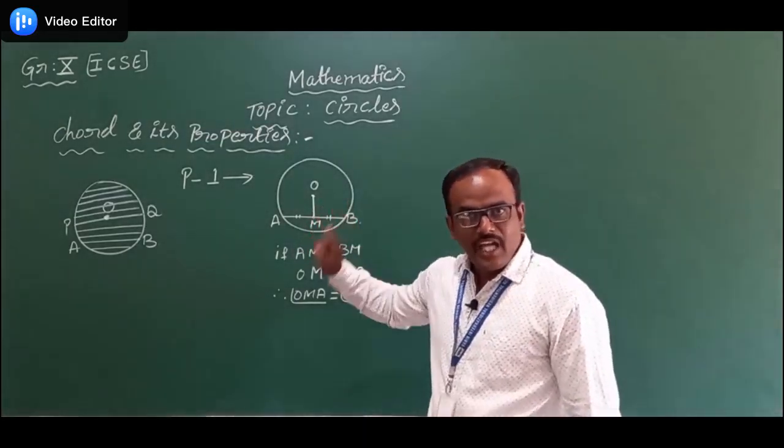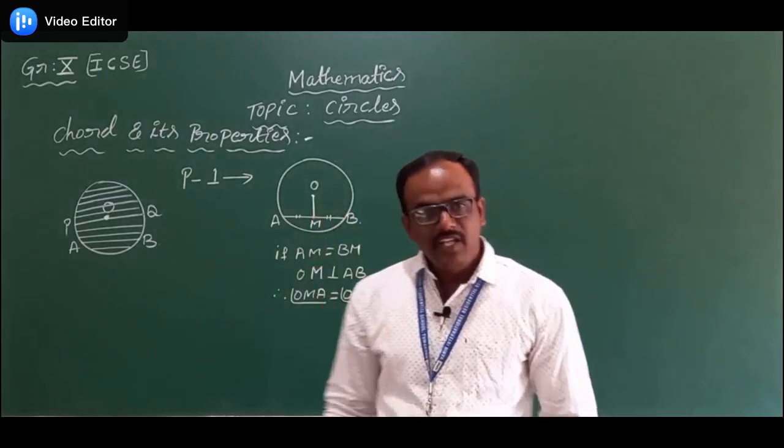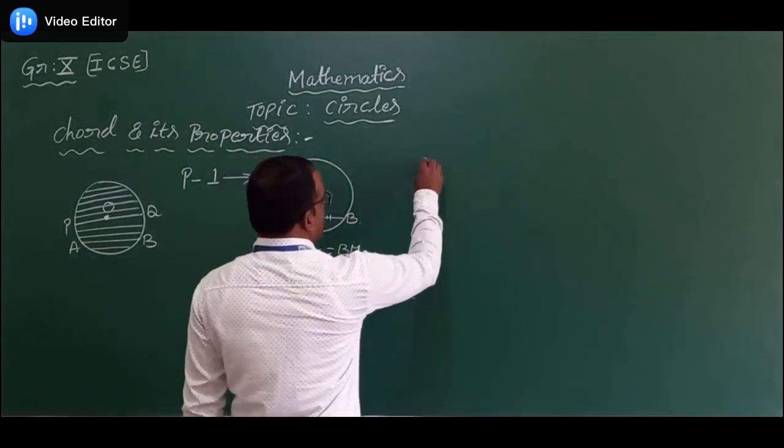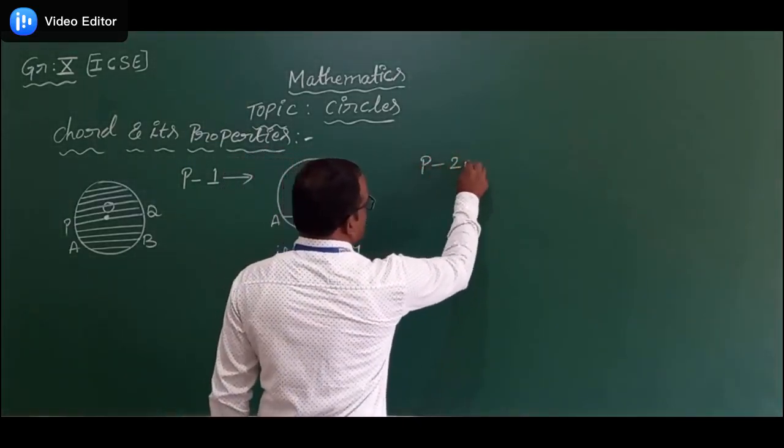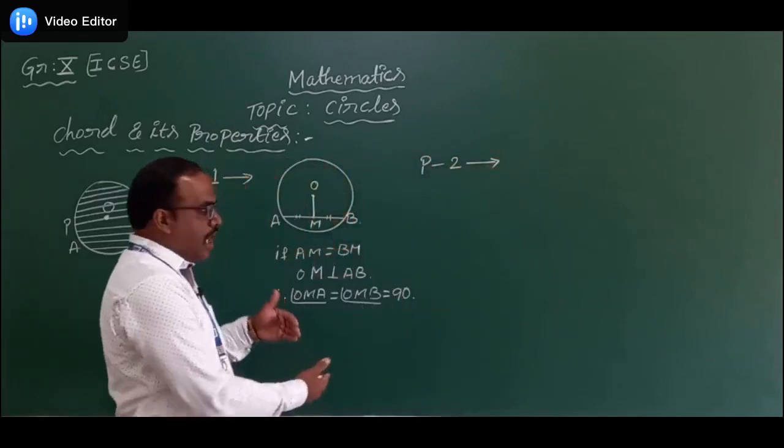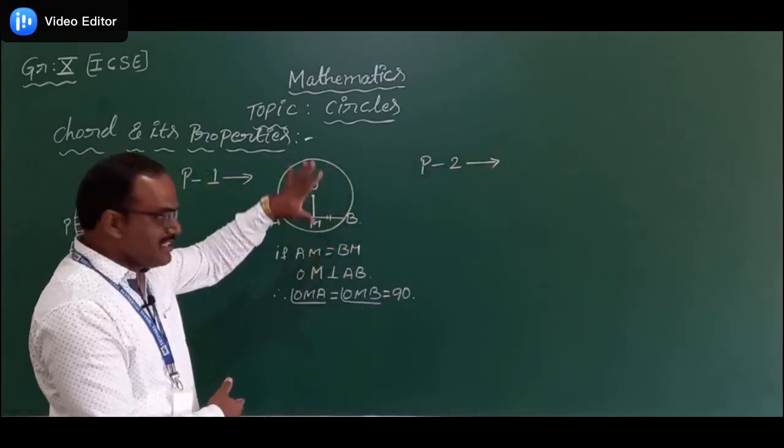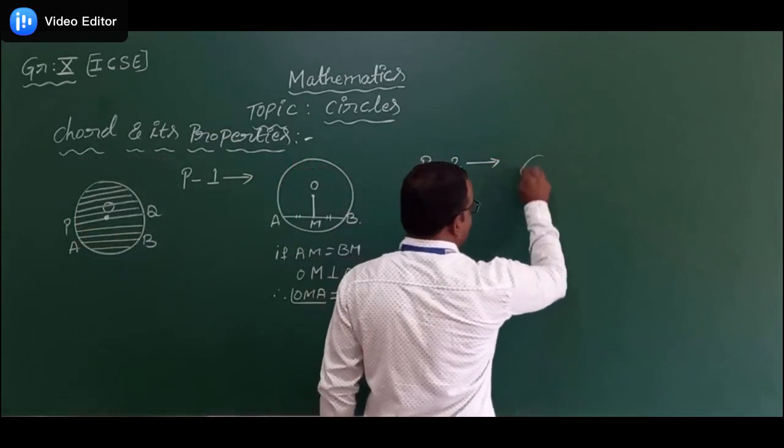Is it clear? Now shall I go to the next property of the chord? Yes. Property number 2. What is that? Just the opposite of the first property. I am going to write one more diagram here.